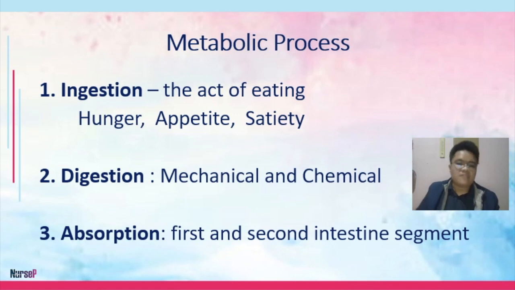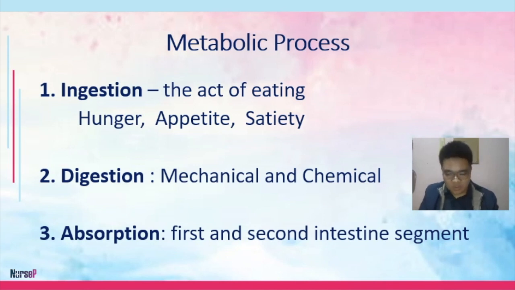Digestion takes place mechanically; there is mechanical digestion when I talk about peristalsis. Your chemical digestion happens when we talk about the enzymes of the body. Then we have your absorption. Your absorption usually takes place in the first and second intestinal segments, where nutrients are absorbed.